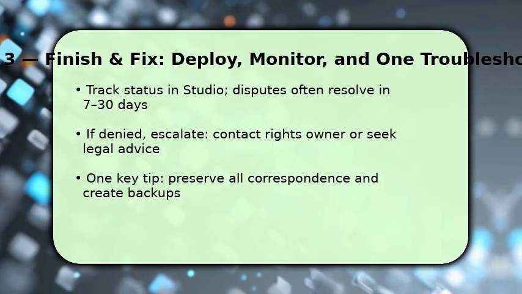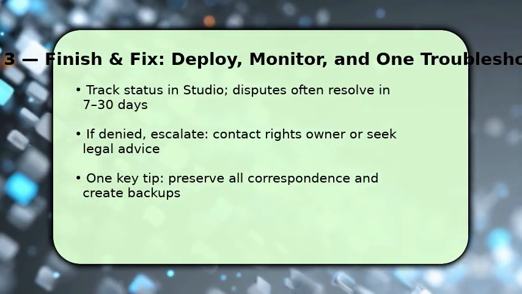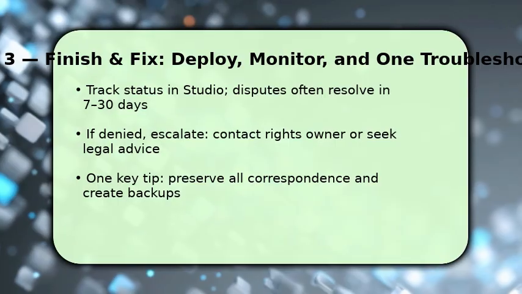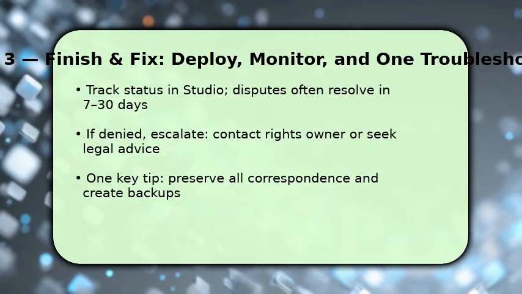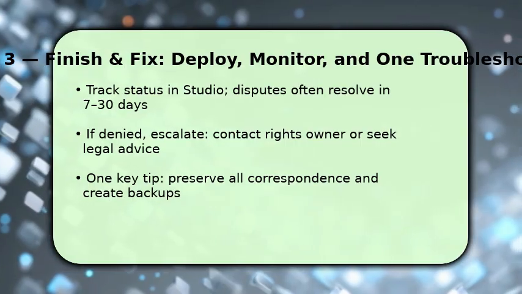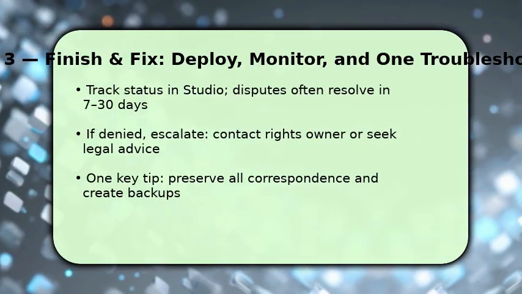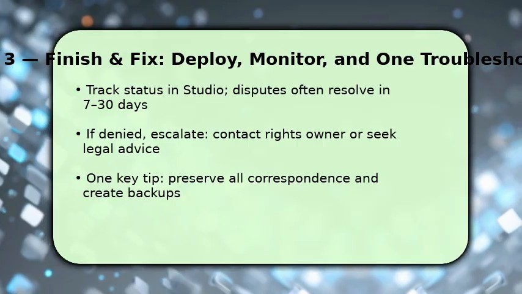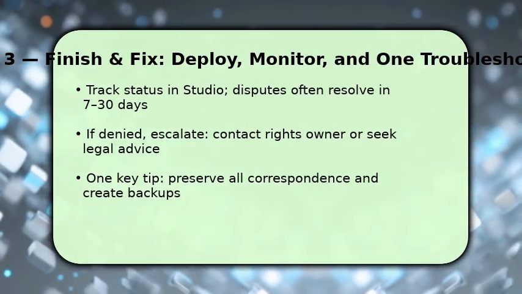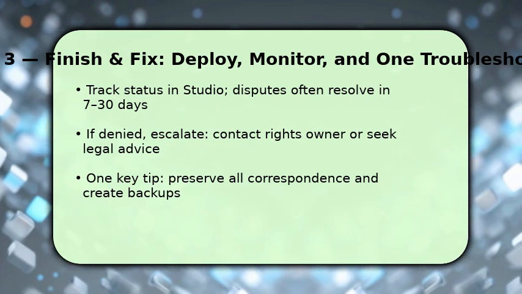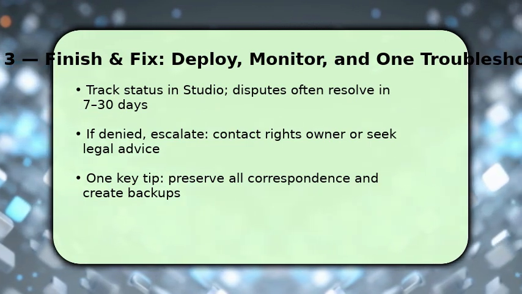If your dispute is denied, try direct communication with the claimant, send proof and request release, and consider legal counsel if necessary. Make sure to document every exchange and keep backups of original content and licenses. If things go wrong, your single best troubleshooting move is to gather a clear paper trail. This helps support appeals, negotiations, or formal legal steps.